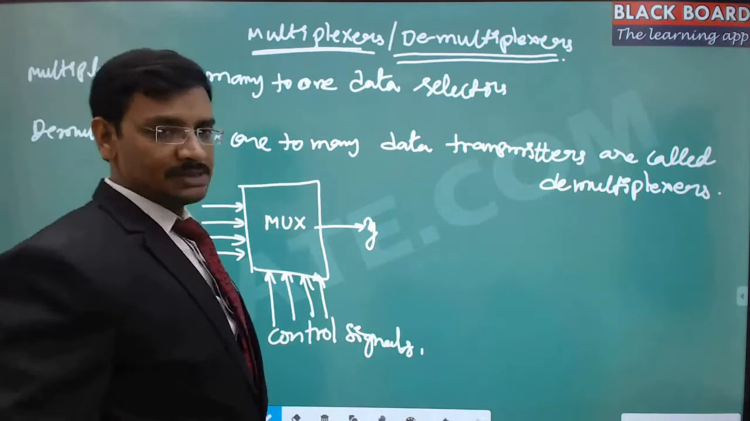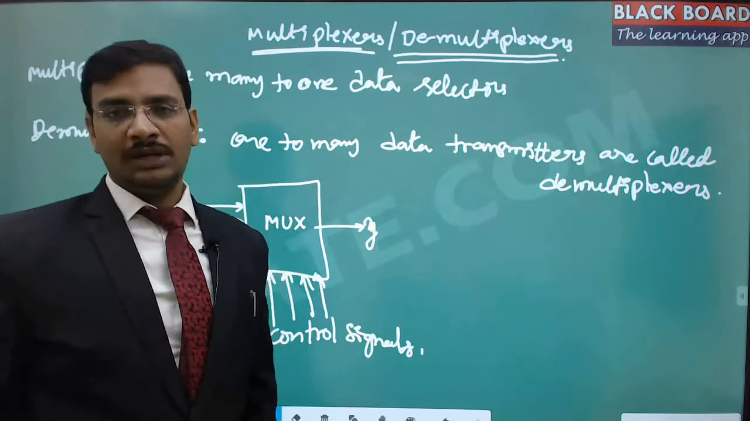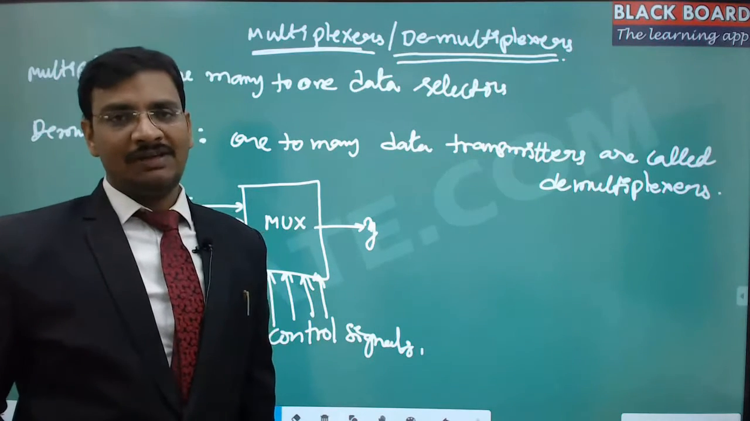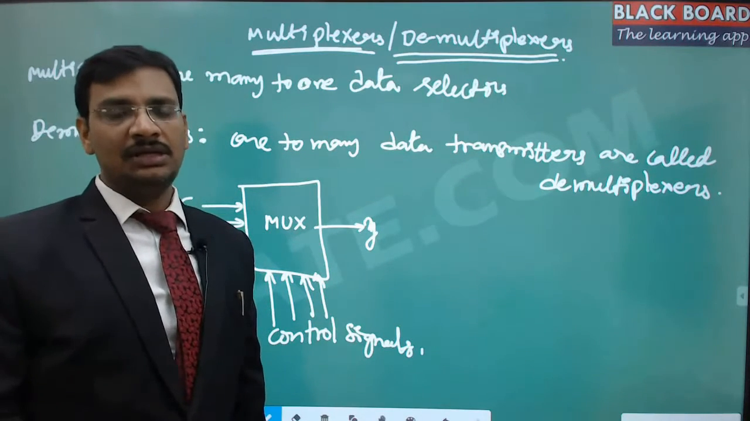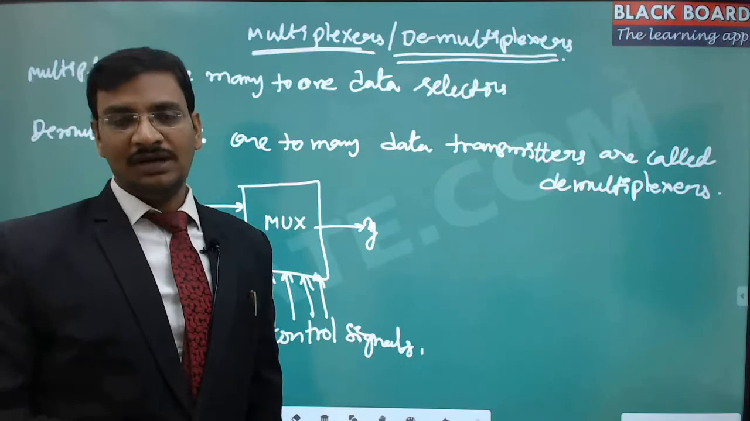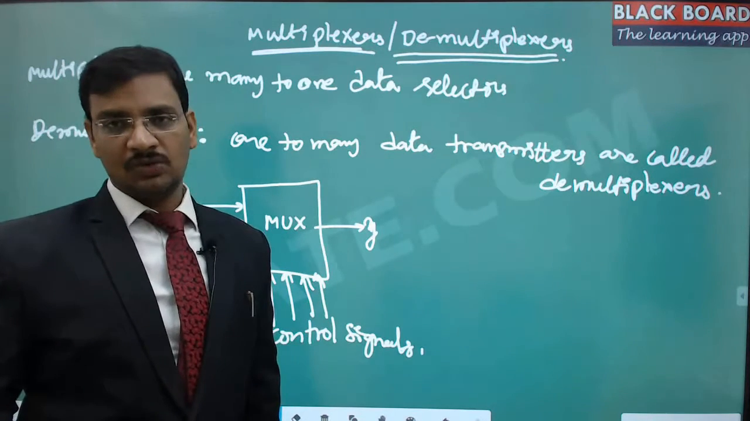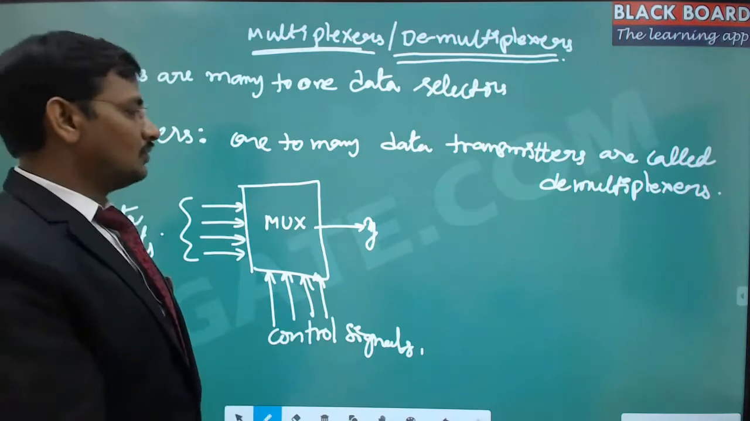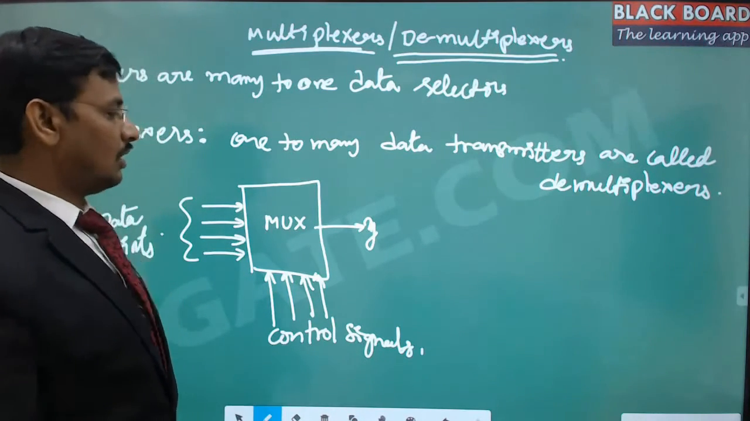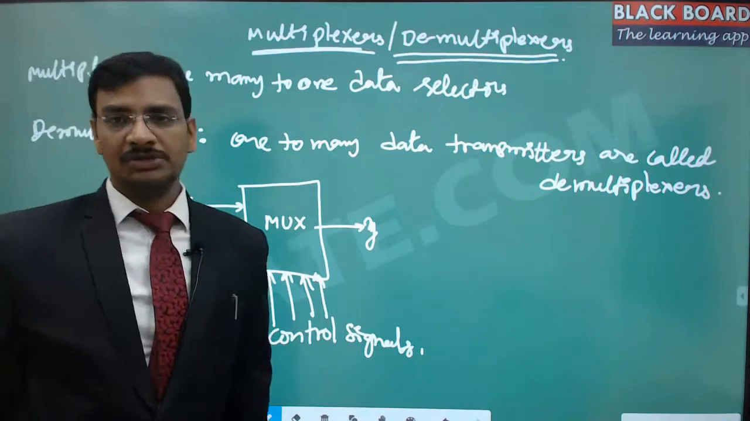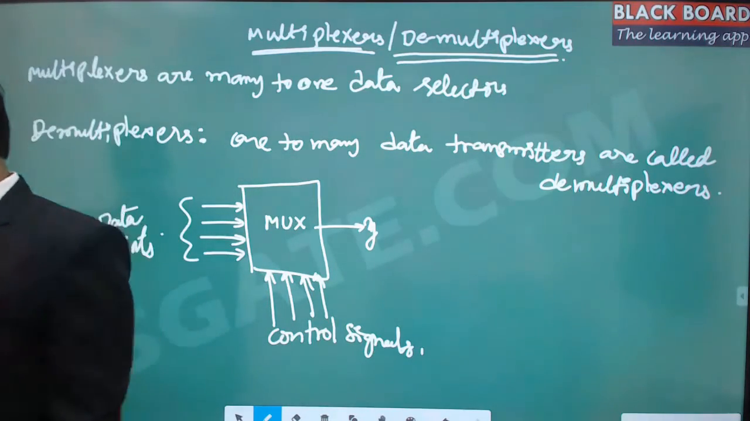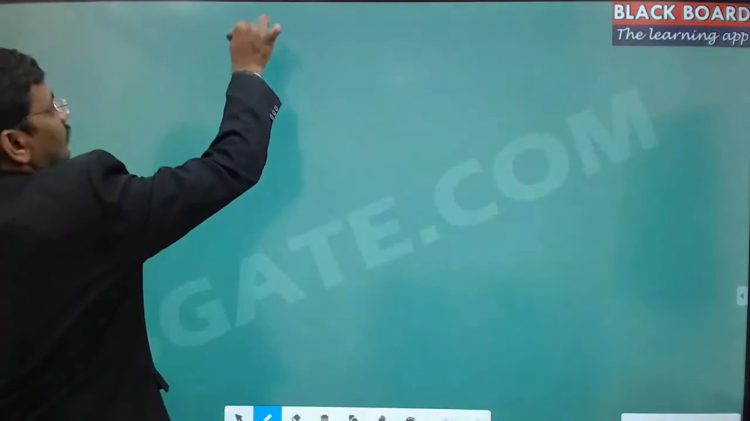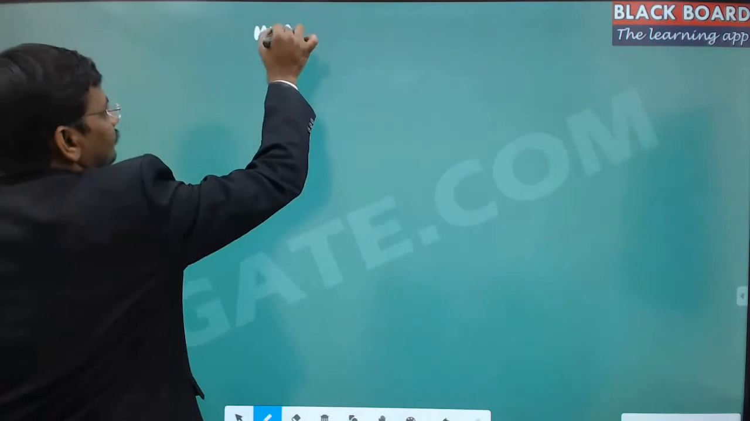MUX meaning multiplexer. Here, many to one data selectors essentially means that there are many data points available, but at any instant the output has to be only one, depending upon the control signal you select, right? So now you can note this down. We will draw the block diagram, or the circuit diagram with the combinational logic. This is the simple MUX.